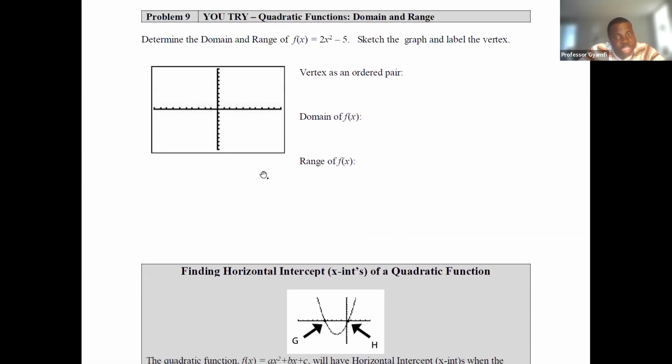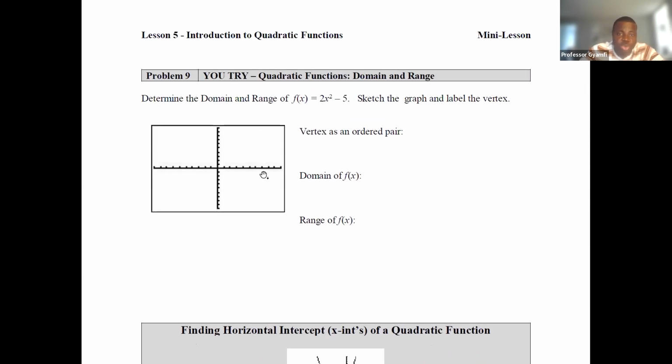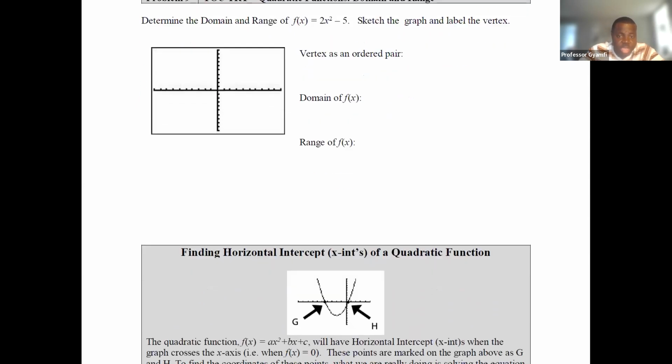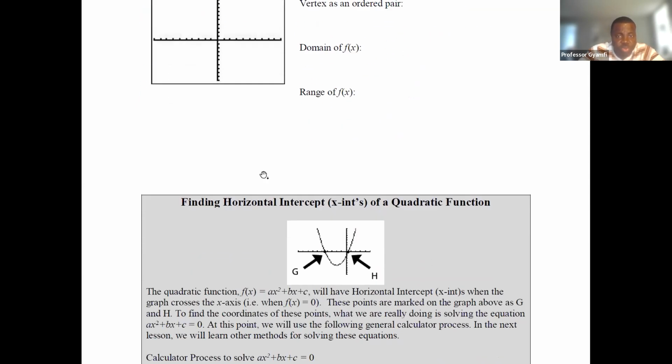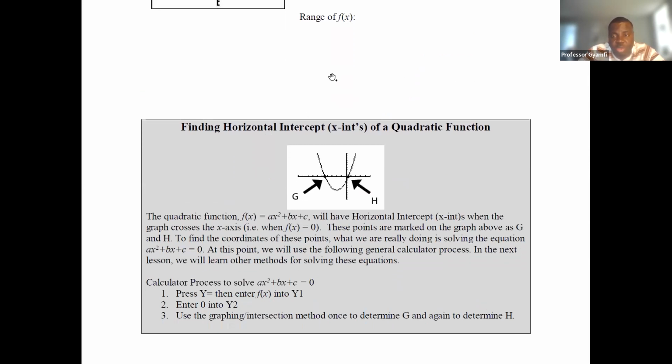So I'm going to end here, and hopefully this helps you. You could start the homework with this, and we are going to continue from finding the horizontal intercepts.